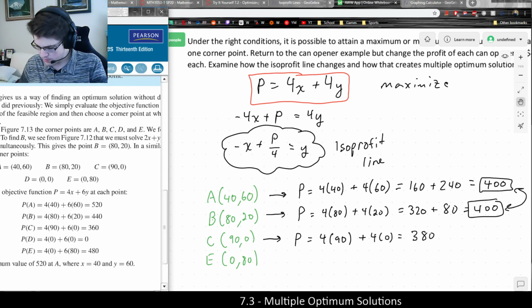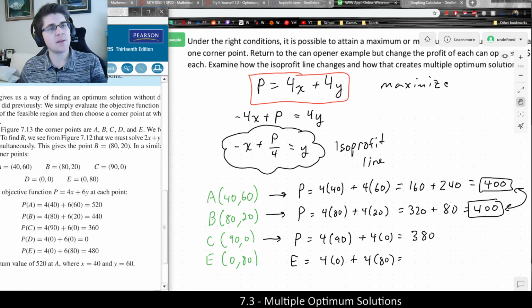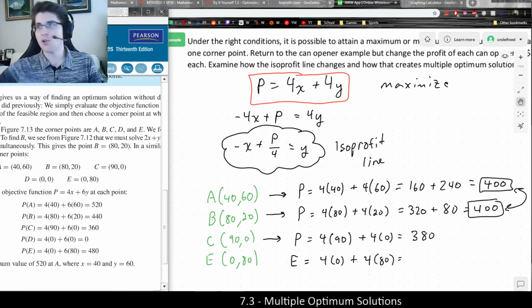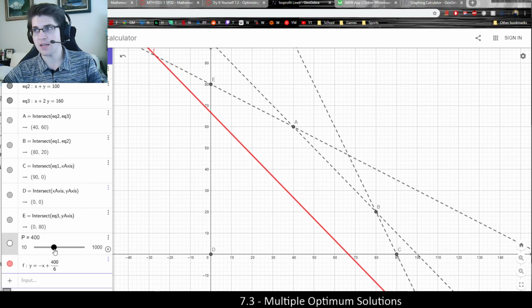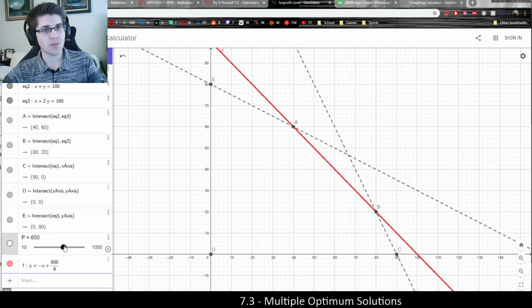Notice that those other corner points are less, but I can have a situation where there are technically multiple different answers that work, and that's always going to happen if your isoprofit line has the same slope as one of your constraints. Going back, I can see here that this constraint equation had the same slope as the isoprofit line, aka the profit function, and that's what caused us to have multiple solutions, both A and B giving me the same profit.